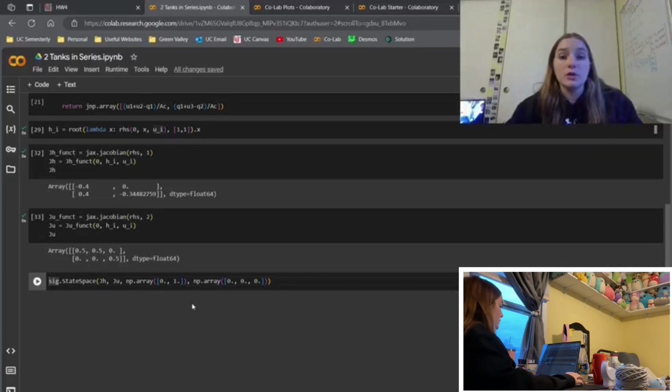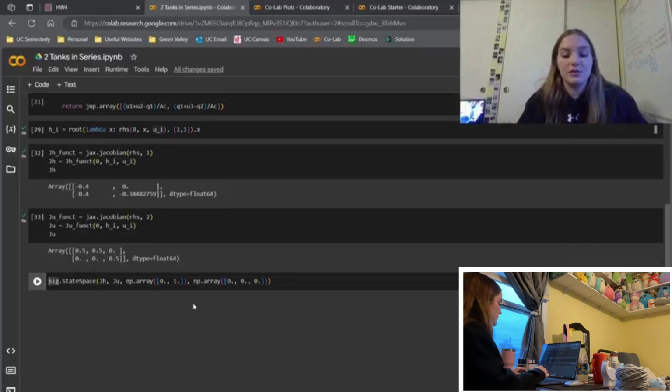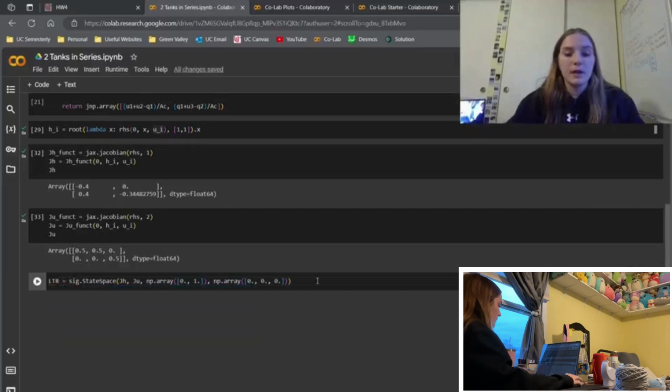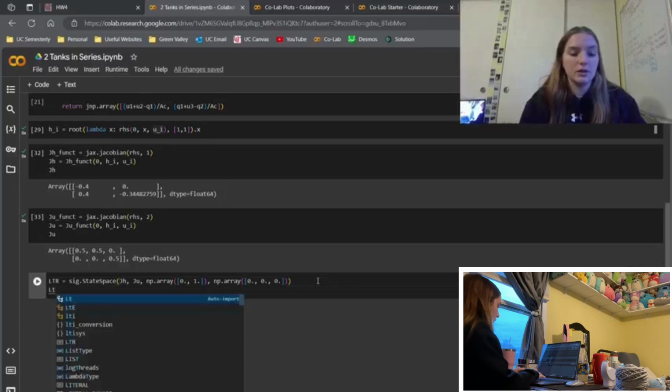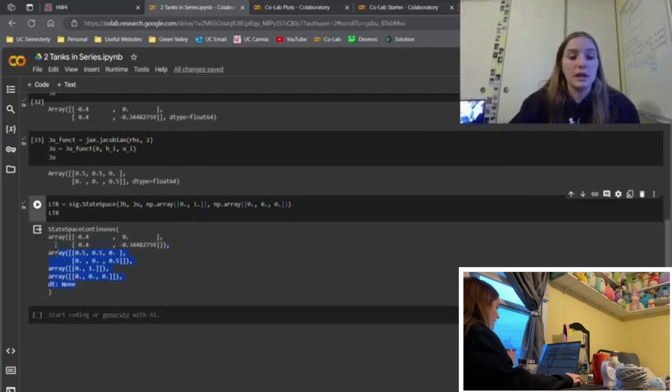So now we're going to turn this into a linear time invariant representation. So we're going to name this our LTR, and then we can look at LTR, and this will give us all of our values in a state space form.